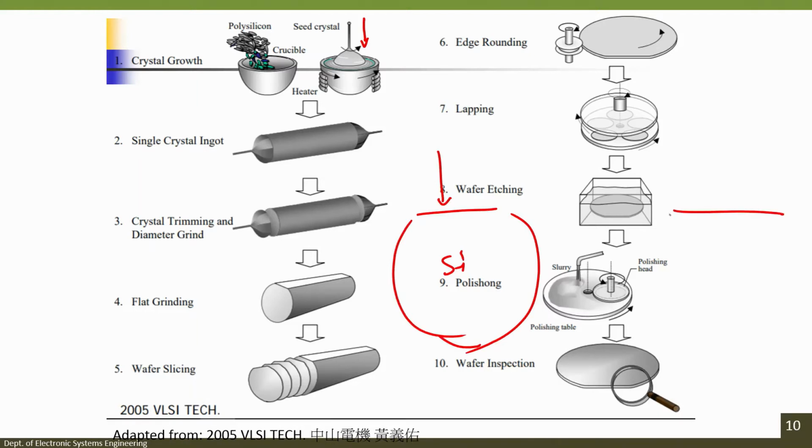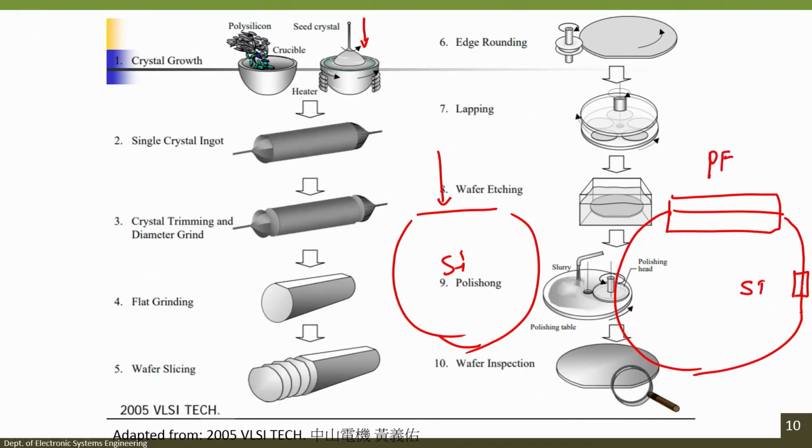You take any silicon wafer, you will see a flat grinding on one side, and sometimes you have a small flat on another side. The bigger flat is called the primary flat. The smaller flat is called the secondary flat. Flat grinding gives us a flat.